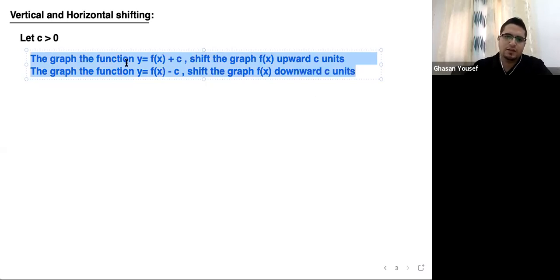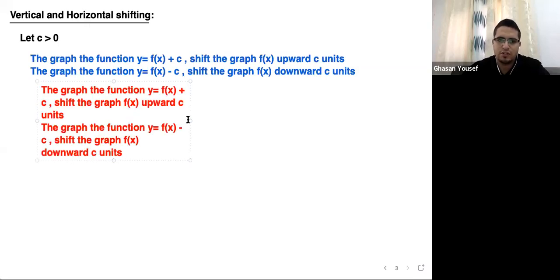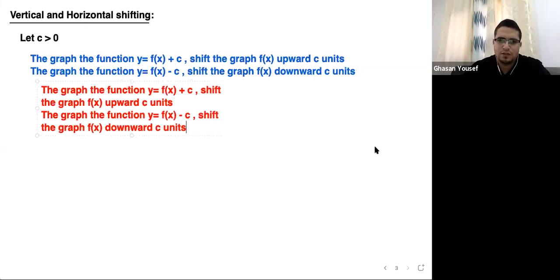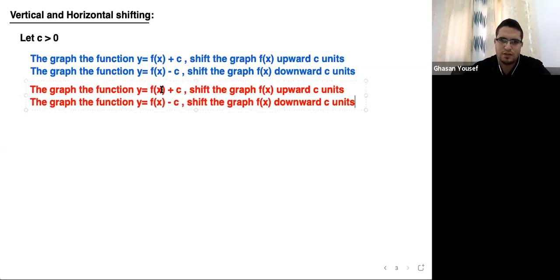Now, here, as we see, the number c is outside the function, I mean outside the parentheses, not inside the parentheses. What happens if the number is inside the parentheses? If the number is inside the parentheses, the graph will be shifted horizontally. So this is vertically, this is horizontally. So here, look, the number is inside. We add it, f of x plus c, and we shift the graph of f of x to the left or right.